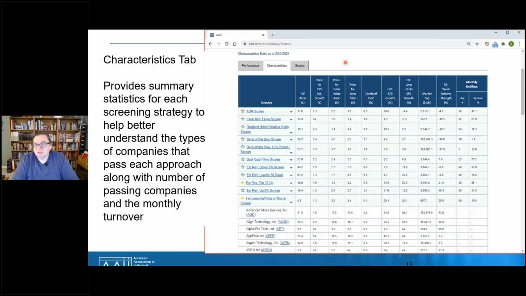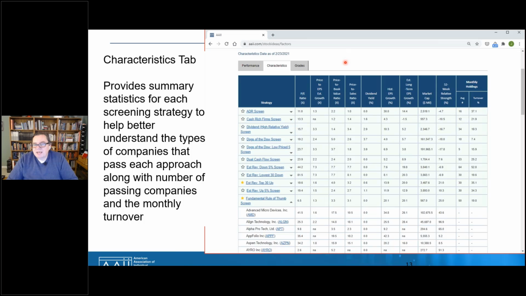So in this case, the ADR screen, as an example, has companies that have an average PE ratio of 11. The PEG ratio, the PE to earnings estimated growth, is 1.3, a little bit on the more affordable side relative to, say, the dividend yield one, which is 3.3. The price to book ratio is 2.2. The price to sales ratio is 1.0.